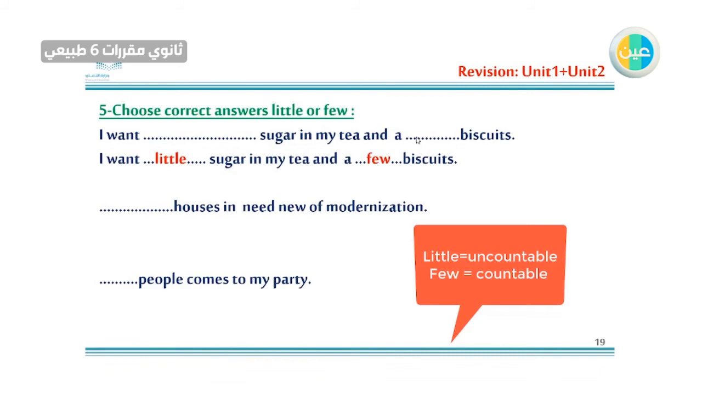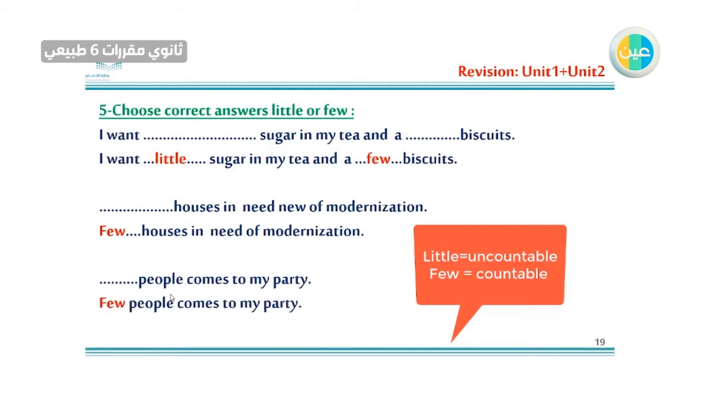Few houses are in need of modernization. Houses, countable or uncountable? Yes, countable. There is a plural S. So countable, so we will go with few. Few people come to my party. People, countable or uncountable? Yes, they are countable. So we will say few people come to my party. Okay.